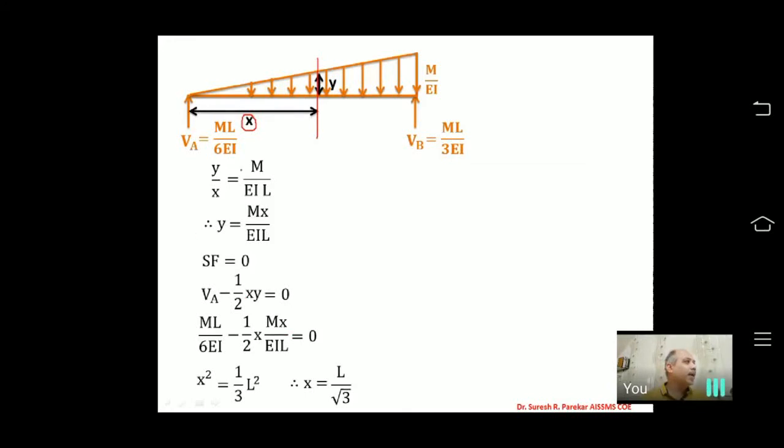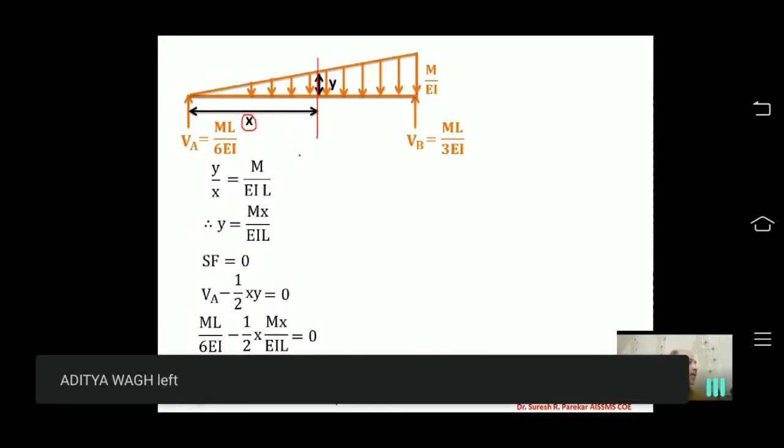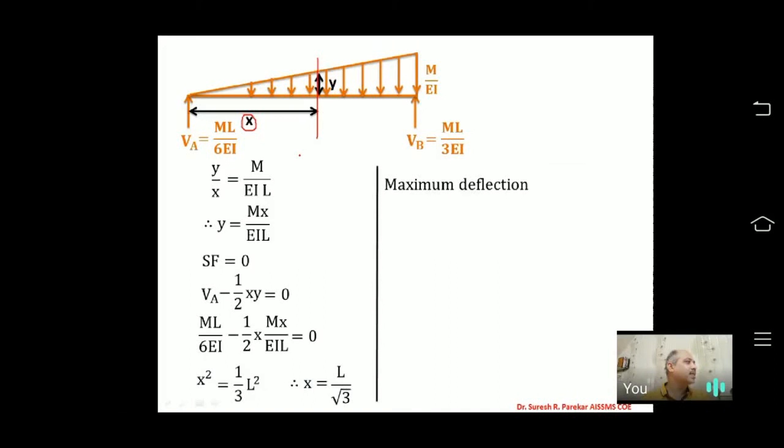So I have to find the bending moment at L by root 3, and that will give me the deflection. So now you can see maximum deflection is the bending moment at L by root 3. So delta max is VA into L by root 3. Now this x becomes L divided by root 3, and we take moment at this L by root 3. So VA into L by root 3, minus 1/2 xy. And where will it act? That will act at x by 3 from this. So we have this as x by 3.